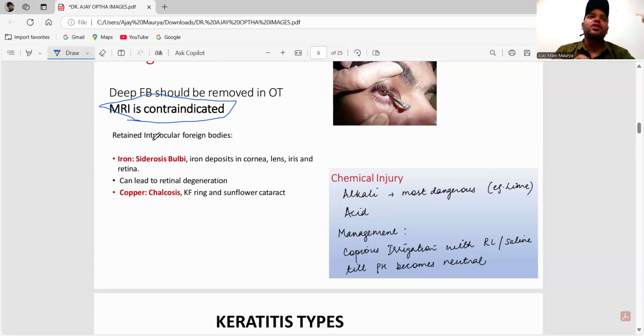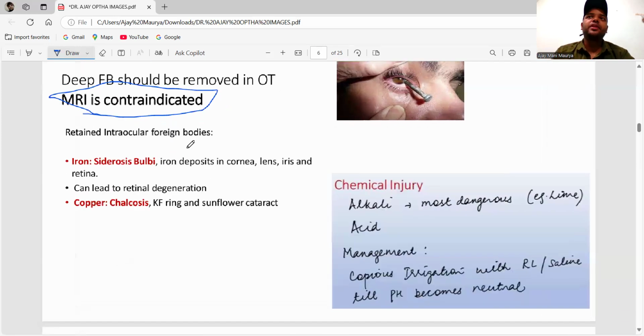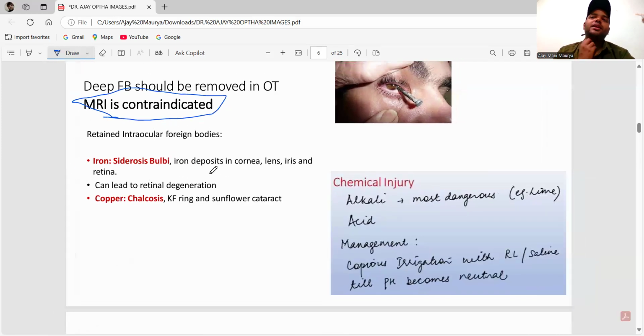Have to remember that retained intraocular foreign bodies, for example iron, cause siderosis bulbi, with iron deposits in the cornea, lens, iris, and the retina. It can lead to retinal degeneration. Also copper: if it is copper, it is called chalcosis, with a Kayser-Fleischer ring and a sunflower cataract.